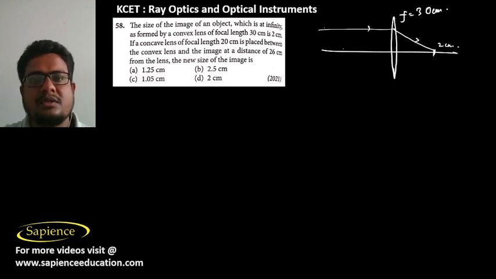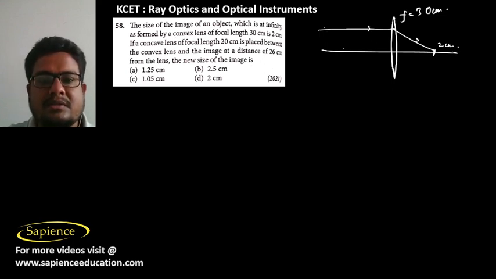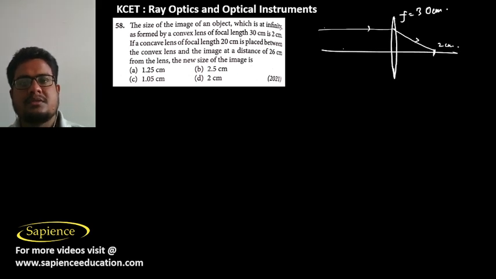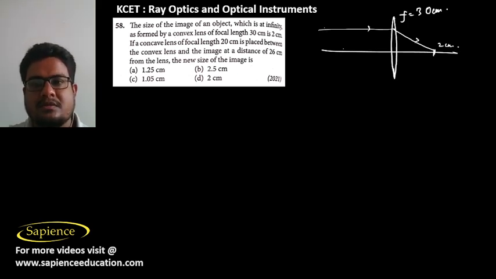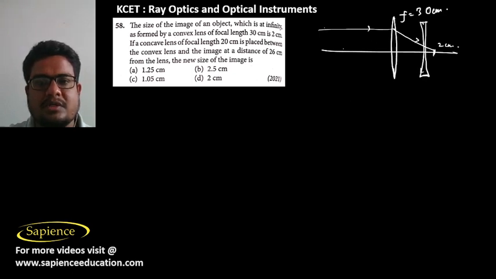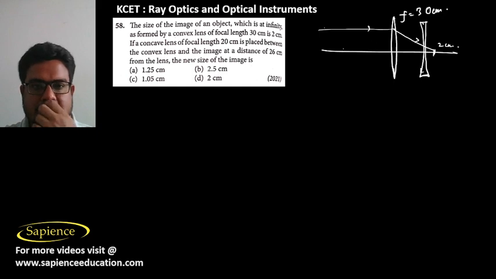A concave lens of focal length 20 centimeter is placed between the convex lens at a distance of 26 centimeter from the lens. That means here the concave lens focal length is 20. Then the new size of the image?